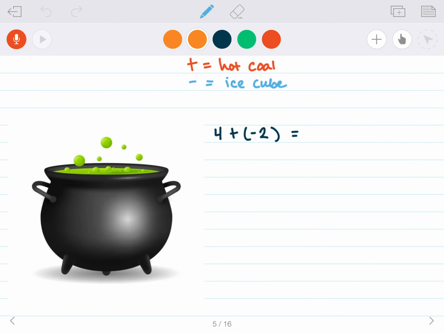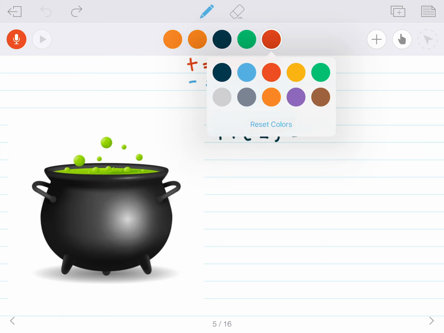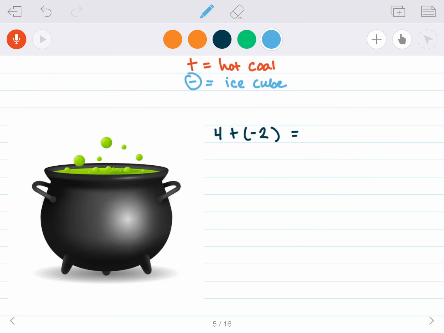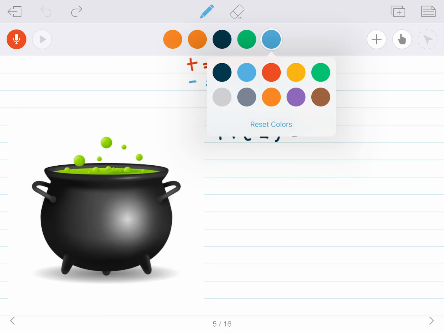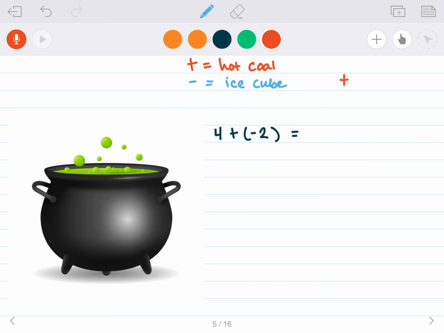I want to show you guys another method that I think is pretty fun to add and subtract integers. So what I'm going to represent as a hot coal is a positive sign, positive numbers. And what I'm going to represent as an ice cube is negative numbers. And a hot coal and an ice cube together make 0. All right, so that's what you need to know for this little exercise.